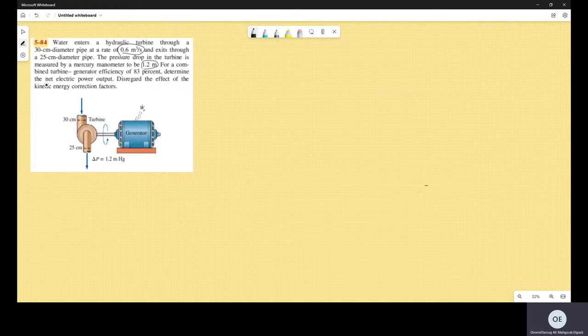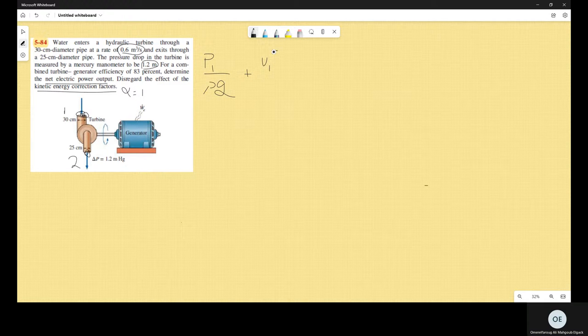Here, what was required? The net electric power output. Now applying the energy equation between point one here and point two here, always take point one as the start of the flow and point two the end of the flow. So here the flow starts and here the flow ends. So P1 by rho g, and he said also here the kinetic energy correction factor is disregarded. The kinetic energy correction factor is the alpha, so alpha is equal to one. Whenever he doesn't mention anything about the correction factor, assume it to be one. If he mentioned a certain value, then use that value, and if it is neglected, then assume it one. So plus, now I will not write alpha because it's one.